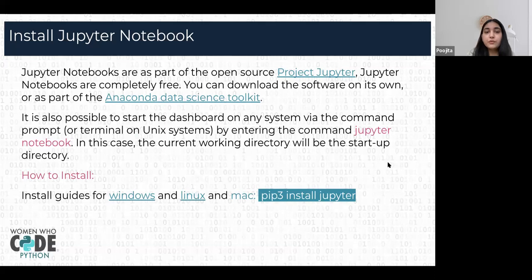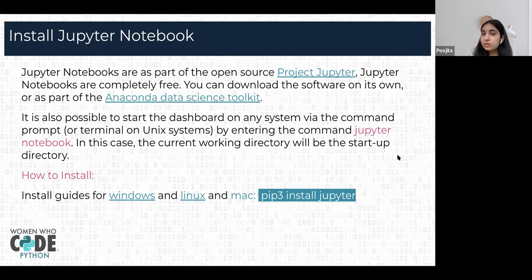So these are a few resources on how you can install Jupyter Notebook. Jupyter notebooks are part of the open source project Jupyter, so they are completely free to use. You can download them in two ways. Either you can download it as part of the Anaconda data science toolkit. But if you don't want to invest that much disk space for installing the whole Anaconda, then you can simply go to your terminal or command prompt and from there just install the Jupyter notebook.